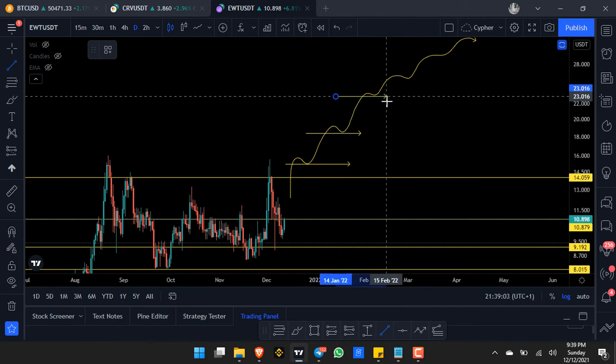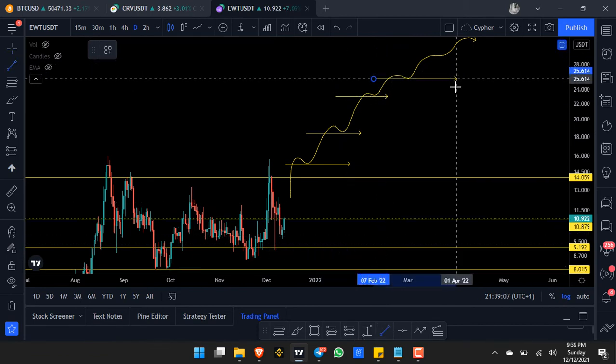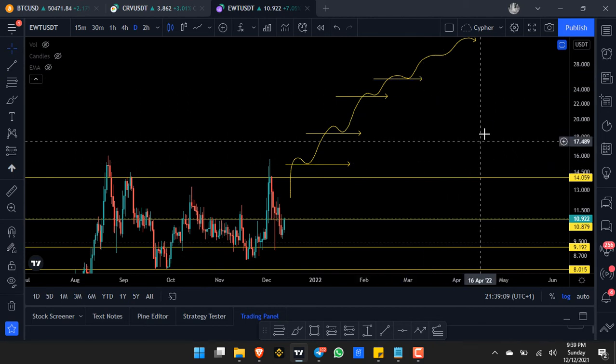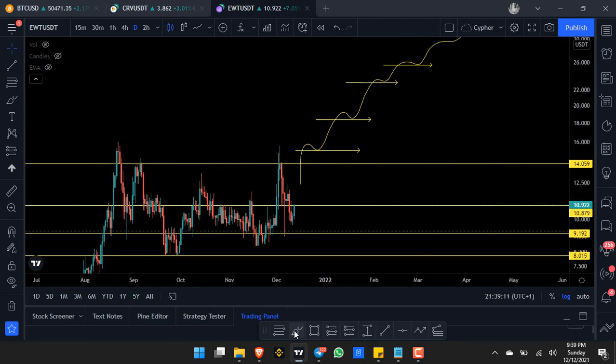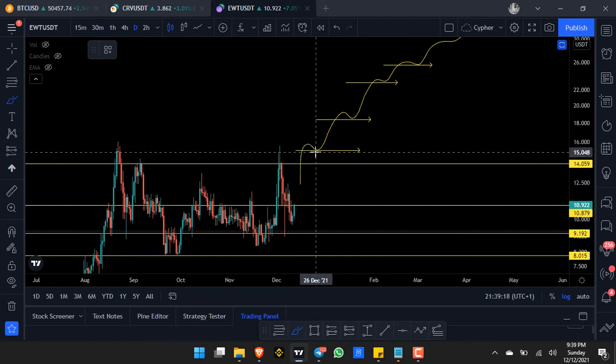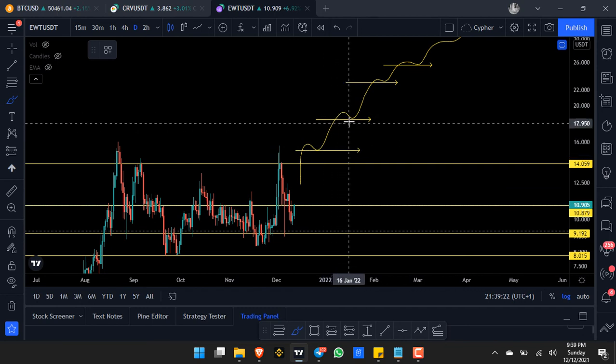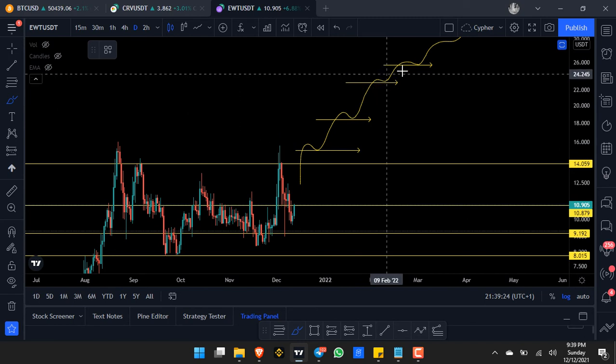So the market will never go in a straight line. If you go back and trace it, you will not see anywhere the market just shoots up in a straight line. So look at what I'm trying to say here: this price went above this resistance level, tested it as support, went up, broke above this resistance, tested it as support, went up. So this is how the market movement is.